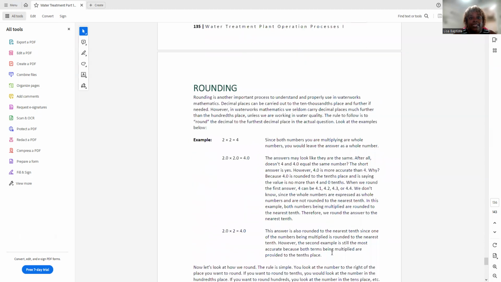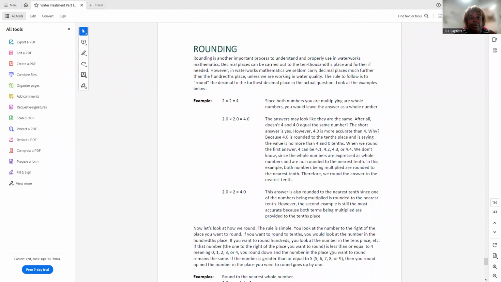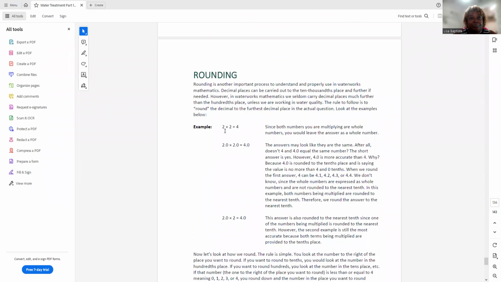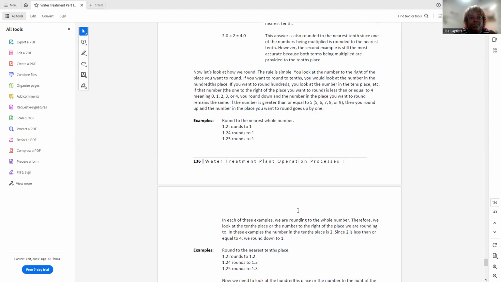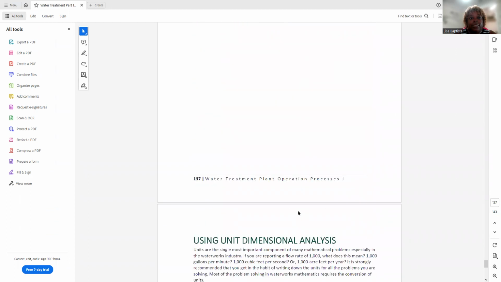Then rounding. Anytime we are rounding, we always look for the lowest number of significant figures, the number that has the fewest digits. So 2 times 2 would simply be 4, because each of those numbers has 1 significant figure. 2.0 times 2.0 would be 4.0, because each of these numbers has 2 significant figures. If we had 2.0 times 2, we would have 4.0, but we would simply round that to 4. Those are some examples of rounding.